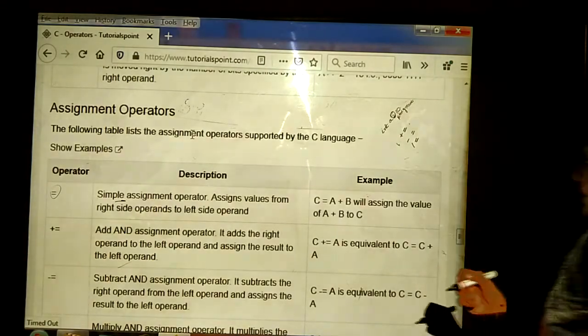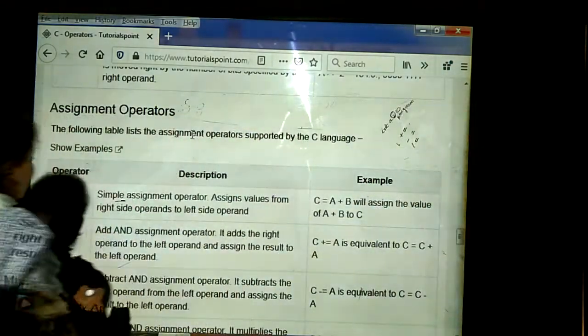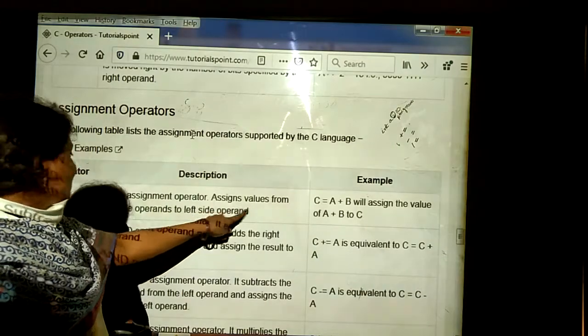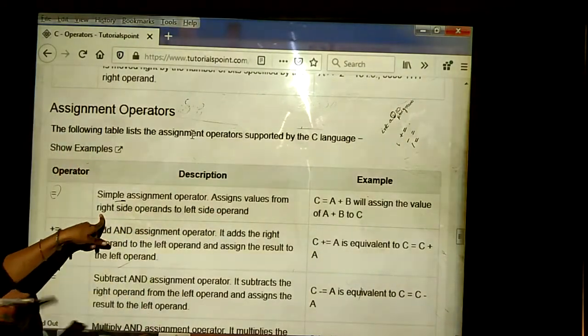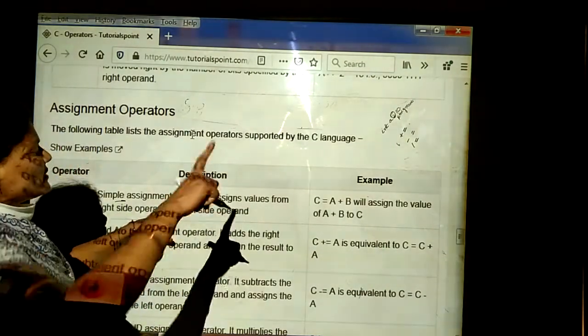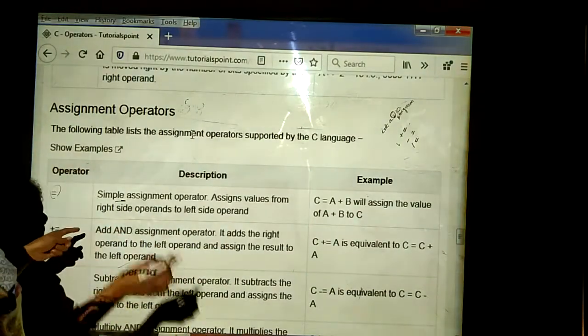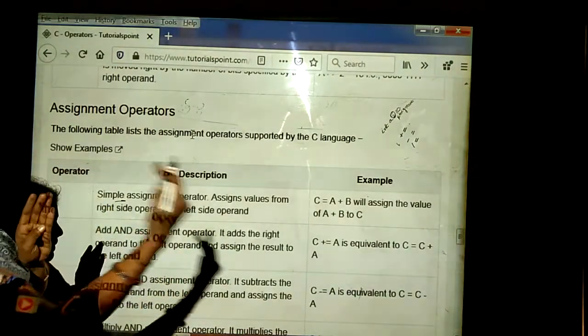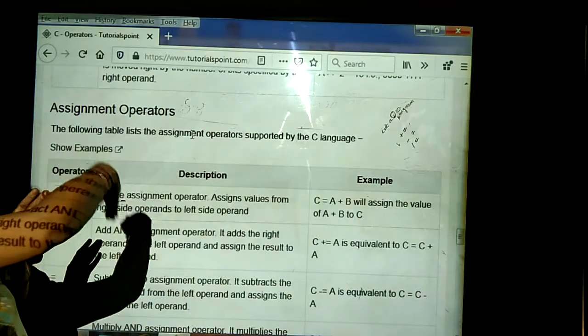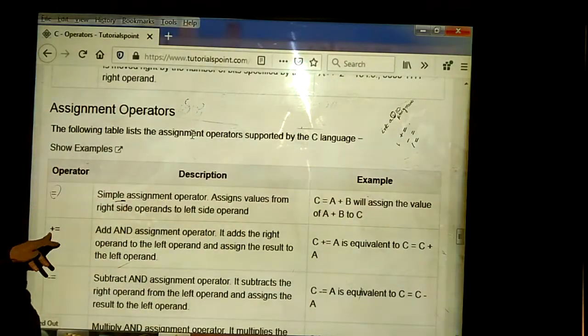How to write? See here. Equal is the simple assignment operator; it assigns the value from the right side operand to the left side operand. The value we have declared on the right side will be stored on the left side.